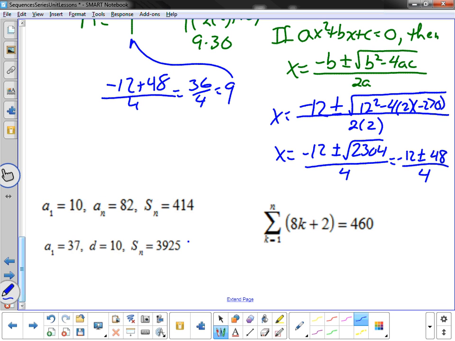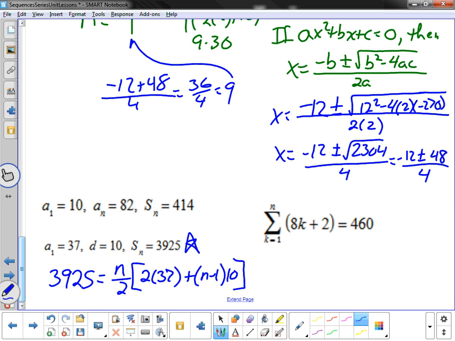This problem here, I have my first term, I have my common difference. I would do it the same way we just did it. I would use the exact same formula. So I would say 3925 equals n over 2 bracket 2 times 37 plus n minus 1 times the common difference of 10 bracket. I would again multiply both sides by 2, clean up the inside, and plug it through. I'd get an n squared thing going on through here, and I would use the quadratic formula.